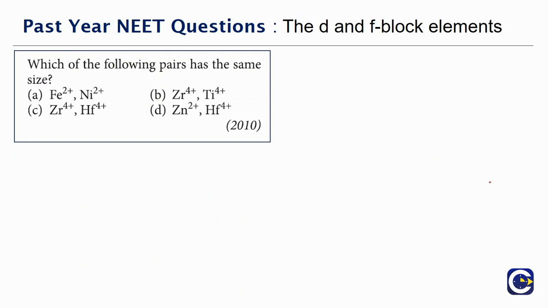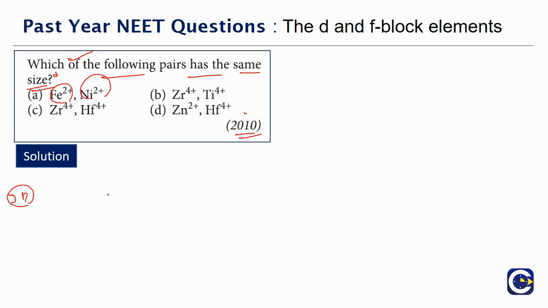This is another theoretical question, which again came in 2010. Which of the following pairs has the same size? We have iron 2 plus and nickel 2 plus. Where do these come? They come in the 3d series, right? Iron, cobalt, nickel. The arrangement of iron 2 plus will be 3d6. Nickel 2 plus is 3d8. So you will not see their sizes being similar.